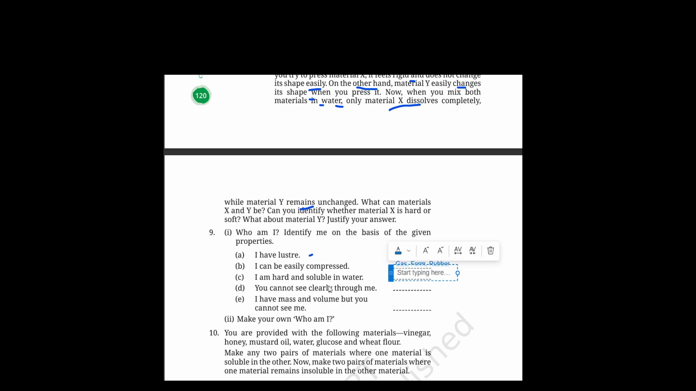Next is I am hard and soluble in water. So what is hard and soluble in water? Salt and sugar. So salt and sugar are hard and they can be completely dissolved in water.